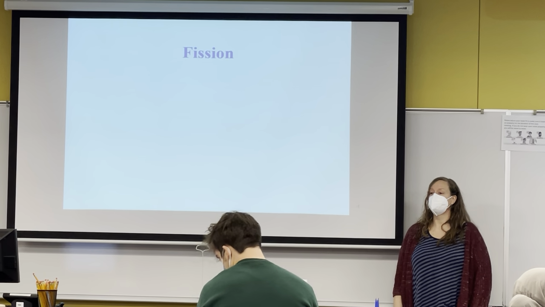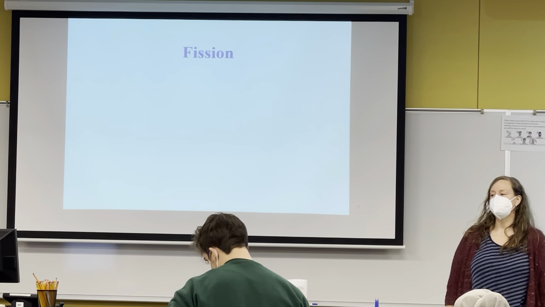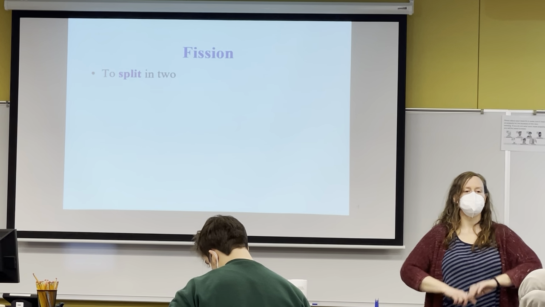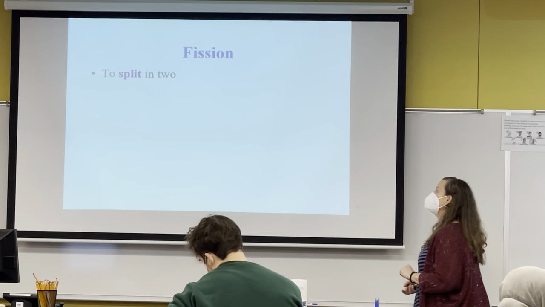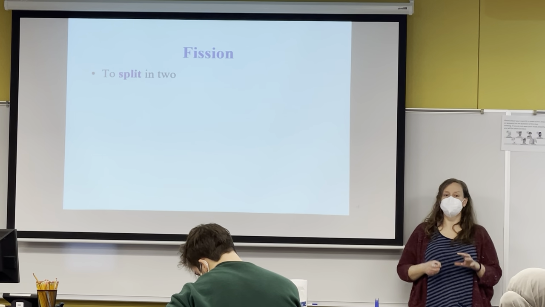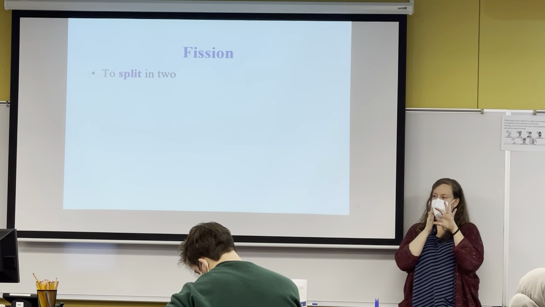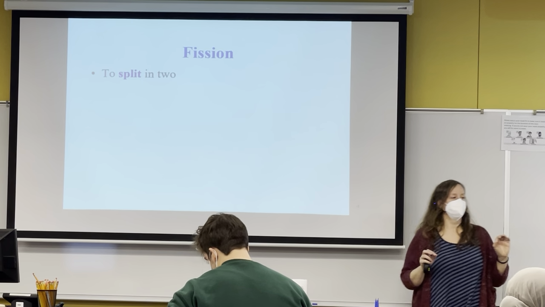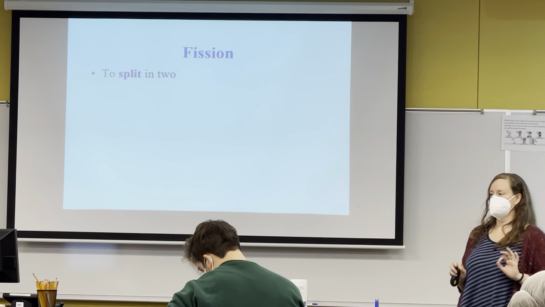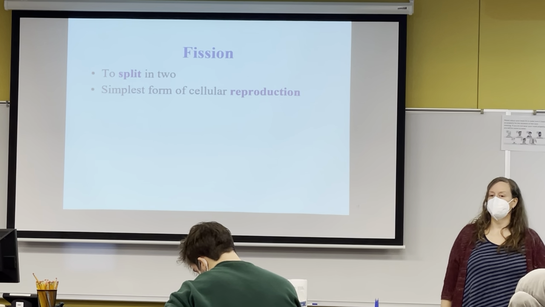Let's talk a little bit about their reproduction means. The reproduction means which they typically utilize is called fission. Fission means to split in two. The cell grows to twice its size and then forms a cell wall and makes two genetically identical offspring from a parent cell. Simplest form of reproduction.